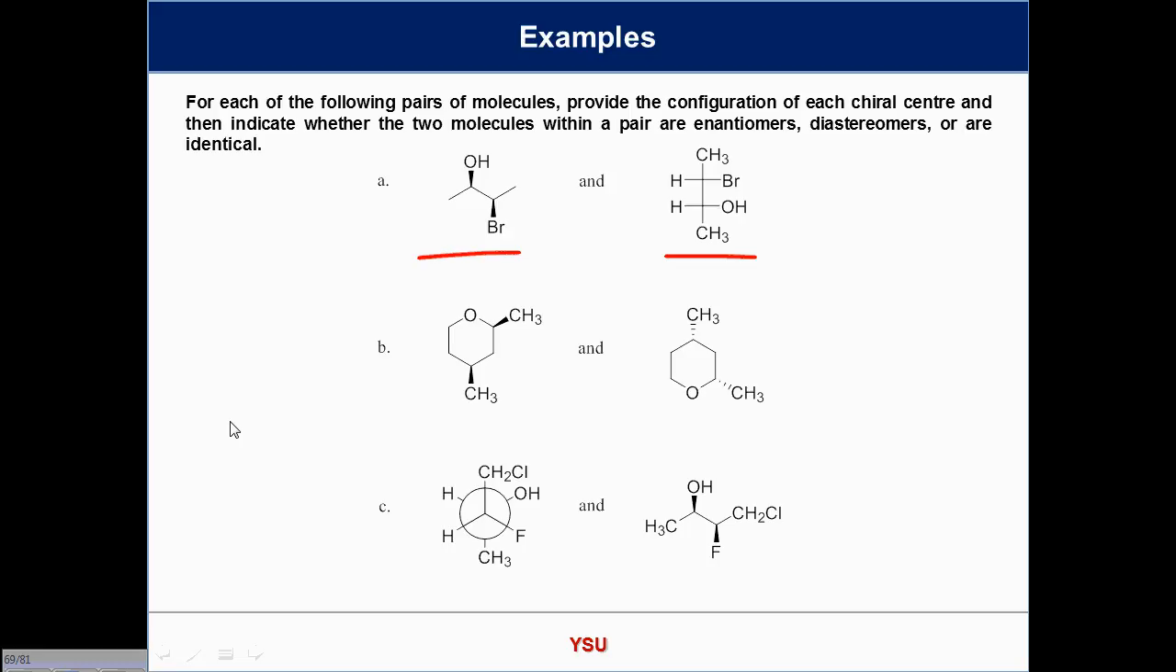If you work out R and S and you get a different one, then maybe it's an enantiomer or a diastereomer. So if you're quick at doing R and S, you can work out that this is, what is that? R. That's R. And what about this one here? R, right? They are both the R configuration.